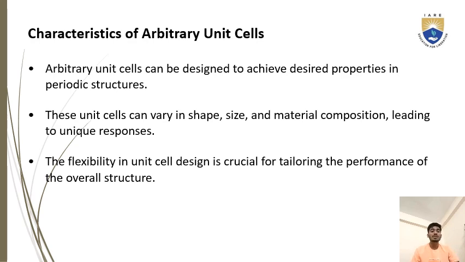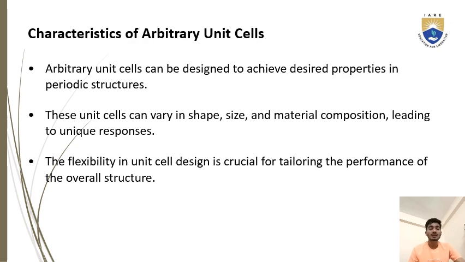Symmetry characteristics. Lattice symmetry. Arbitrary unit cells may not exhibit lattice symmetry, meaning that the arrangement of cells may not be periodic. Point group symmetry. The unit cell may exhibit point group symmetry, which describes the symmetry operations that leave the cell unchanged. Space group symmetry. The arrangement of unit cells in space may exhibit space group symmetry, which describes the symmetry operations that leave the arrangement unchanged.